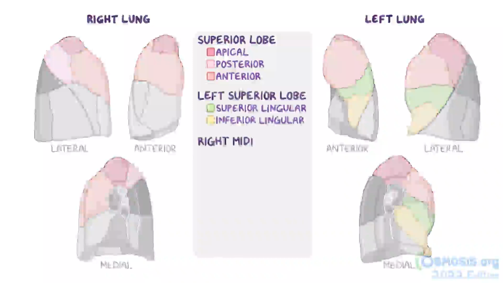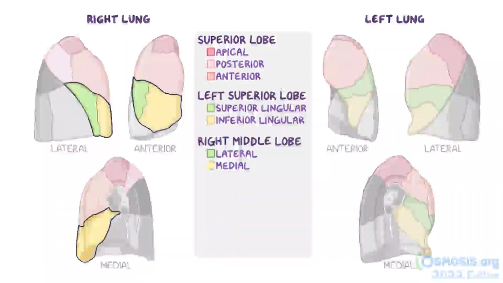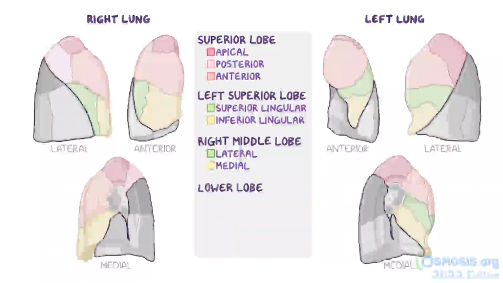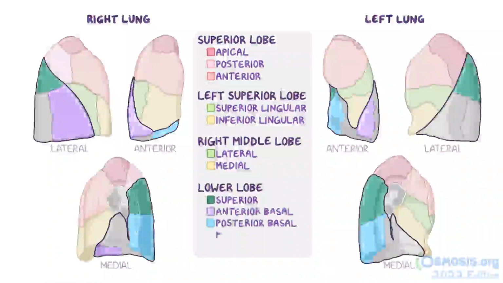Because the right lung has a middle lobe, the middle lobe has a lateral and medial segment, which are the counterparts to the superior lingular and inferior lingular segments. Finally, both of the lung's lower lobes have a superior segment, along with an anterior, posterior, medial, and lateral basal segment, where in the left lung, the anterior and medial segments may be combined.